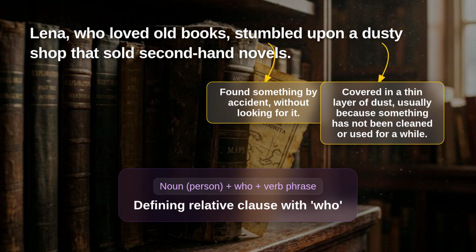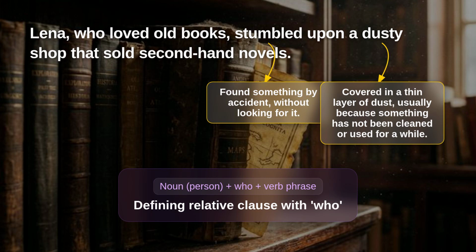The word who is a relative pronoun. We use who when we talk about people. The structure is noun plus who plus the rest of the information. Lena, who loved old books. The girl who lived next door. My friend who speaks 3 languages.